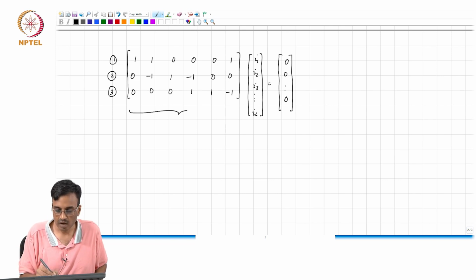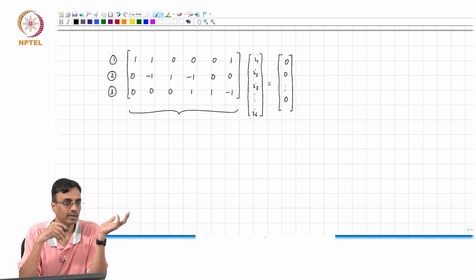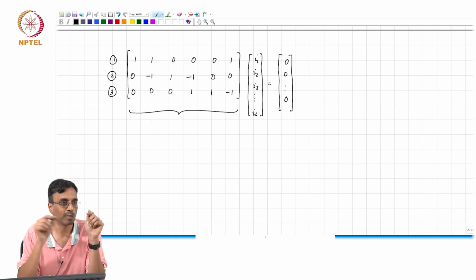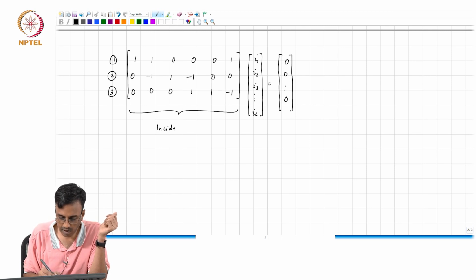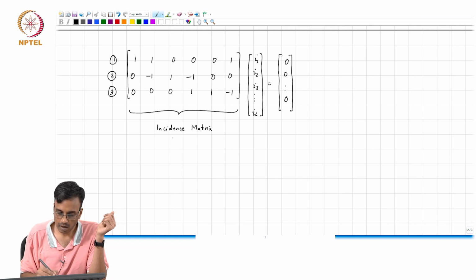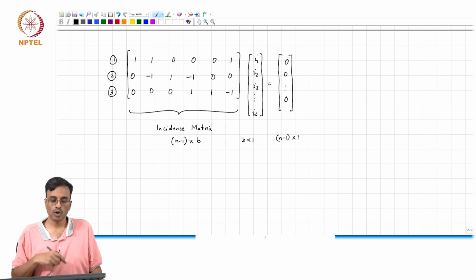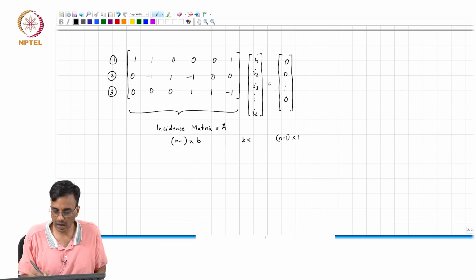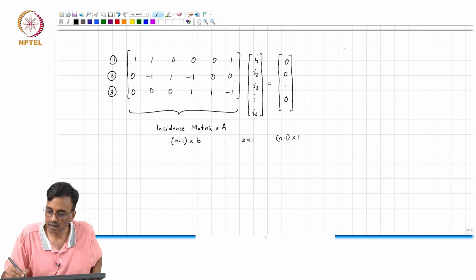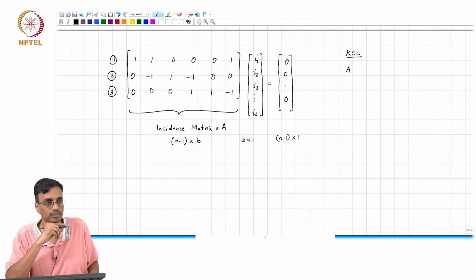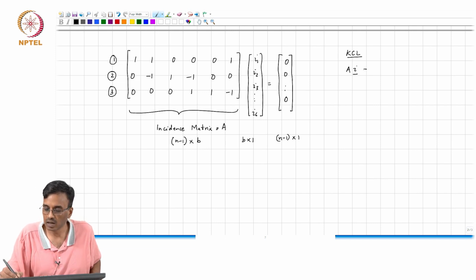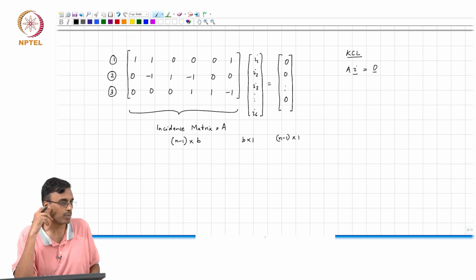Okay. So, if you remove the augmentation, what do you get? What do you think you will call this matrix? Well, the augmented incidence matrix minus the augmentation basically means that this is the incidence matrix, and this is an n minus 1 cross B matrix. This is a B cross 1 matrix, and this is an n minus 1 cross 1 matrix. All right. The incidence matrix is often denoted by the symbol A. There is nothing holy about that notation. And therefore, KCL expressed in matrix form is simply A times I equals the 0 vector, where all the matrices have appropriate dimensions.